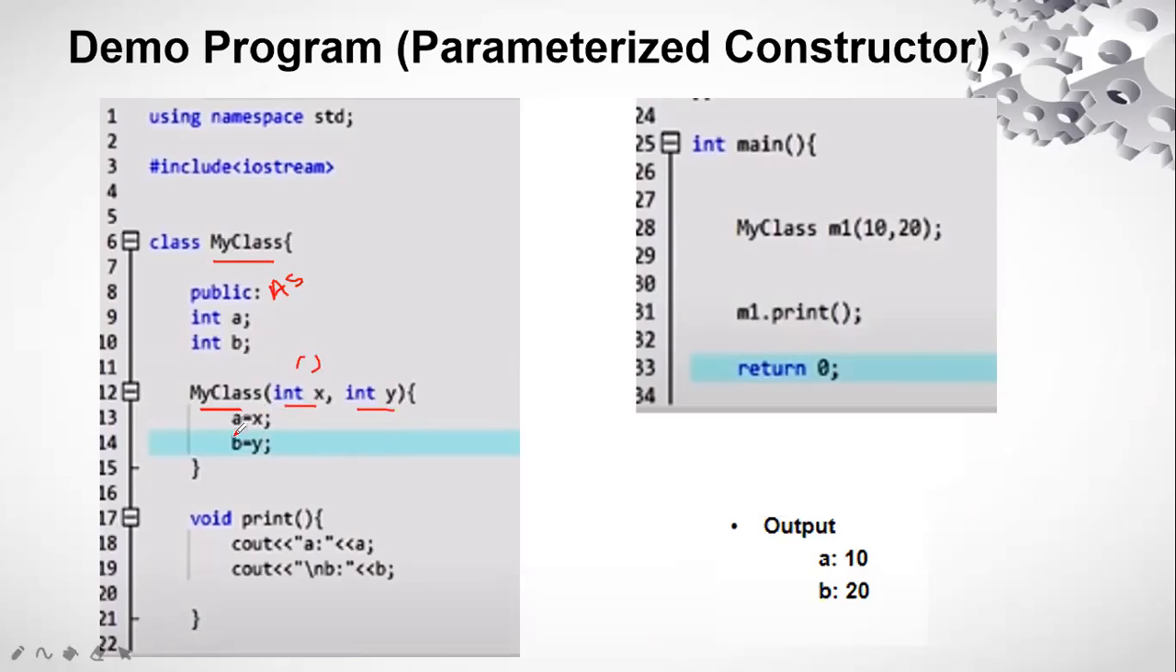So here what I have done, I have defined a is equal to x. That means the value of x is to be stored in a and the value of y is to be stored in b, that is b is equal to y, semicolon, and I'm closing the constructor function. No return type for the constructor. Remember this. You are not going to define a return here. This is the difference between a simple function and the constructor function, right?